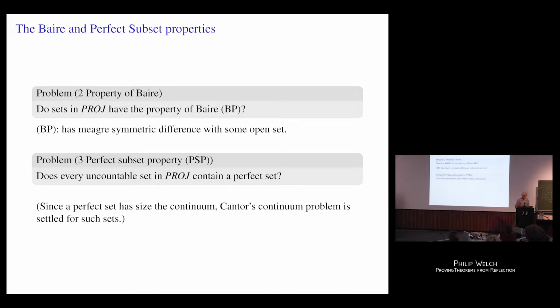If this was answered affirmatively, it says something. A perfect set has size that of the whole continuum, 2 to the Aleph 0, or the size of the real line. So in some sense, if you've got a perfect subset for a class of sets, you've solved Cantor's continuum problem for that class of sets.